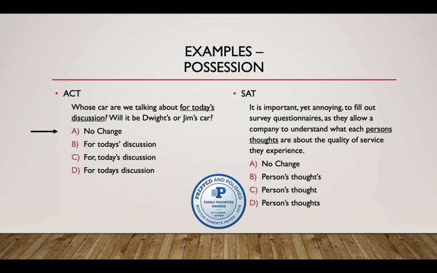Well, it looks like B, C, and D all have possession going on. Okay, and this is something typical that occurs with the SAT, where there's not just one instance, but there's multiple instances. So then I look at the word thought. Well, is thought having possession over something? Well, what each person's thoughts are. I don't think it's having possession, because what comes after is the verb are. So I don't think possession would work. Therefore, we get rid of B. Now, is it person thought or person's thoughts? Well, are we trying to understand what each person's thought is or each person's thoughts are? Well, we can't change the are in the sentence, so it has to be D.